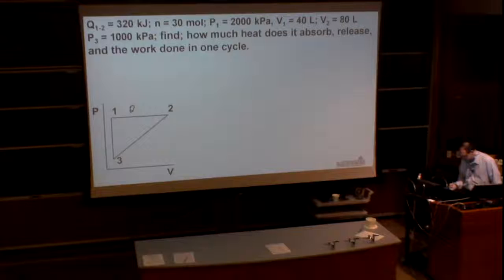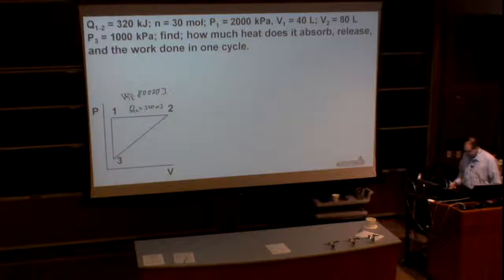The Q equals this amount of kilojoules, and the work done for this process is equal to 80,000, right? Okay. And what do we need to calculate? Well, everything, basically. For the whole cycle. All right.